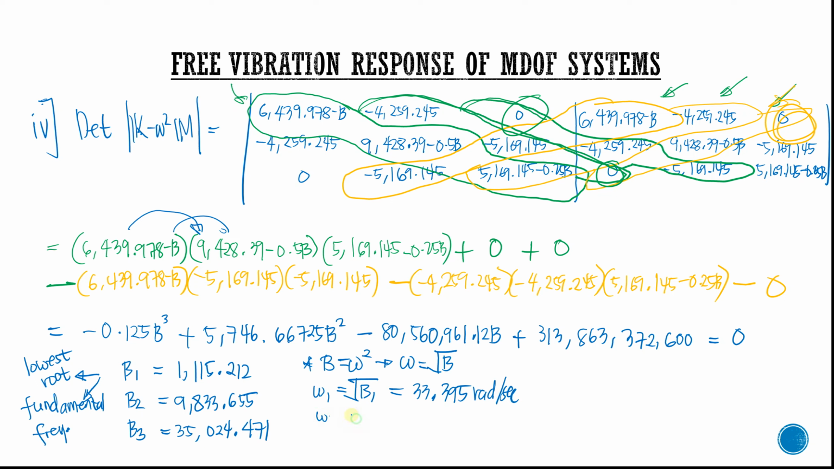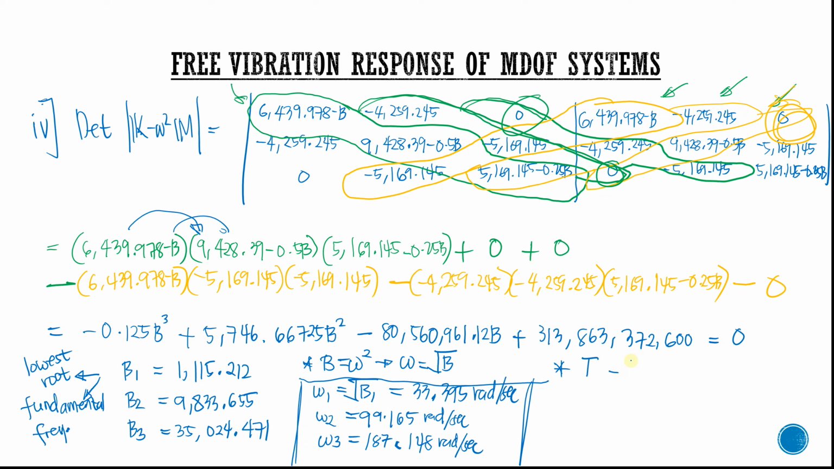Our second natural frequency is equal to 99.165 radians per second. And our third natural frequency is equal to 187.148 radians per second. We have already our natural frequencies. Next, we're going to calculate the period, or the time.